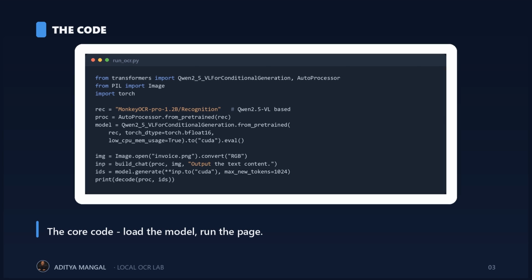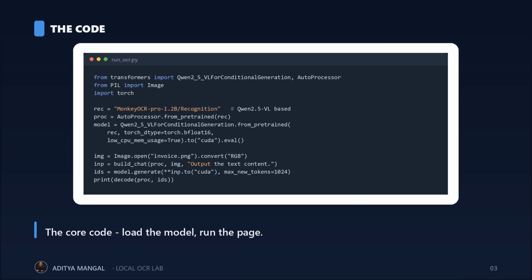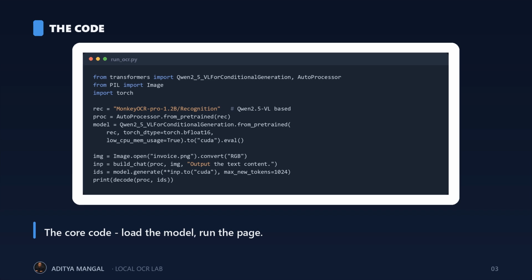MonkeyOCR's recognition model is, under the hood, a Qwen 2.5 VL-based 1.9 billion parameter model. You load it from the local recognition folder in bfloat16 with low CPU mem usage, build a chat message pairing the image with a simple prompt, output the text content, and call generate. That's the reader in isolation, without the structure and relation stages that normally wrap around it.